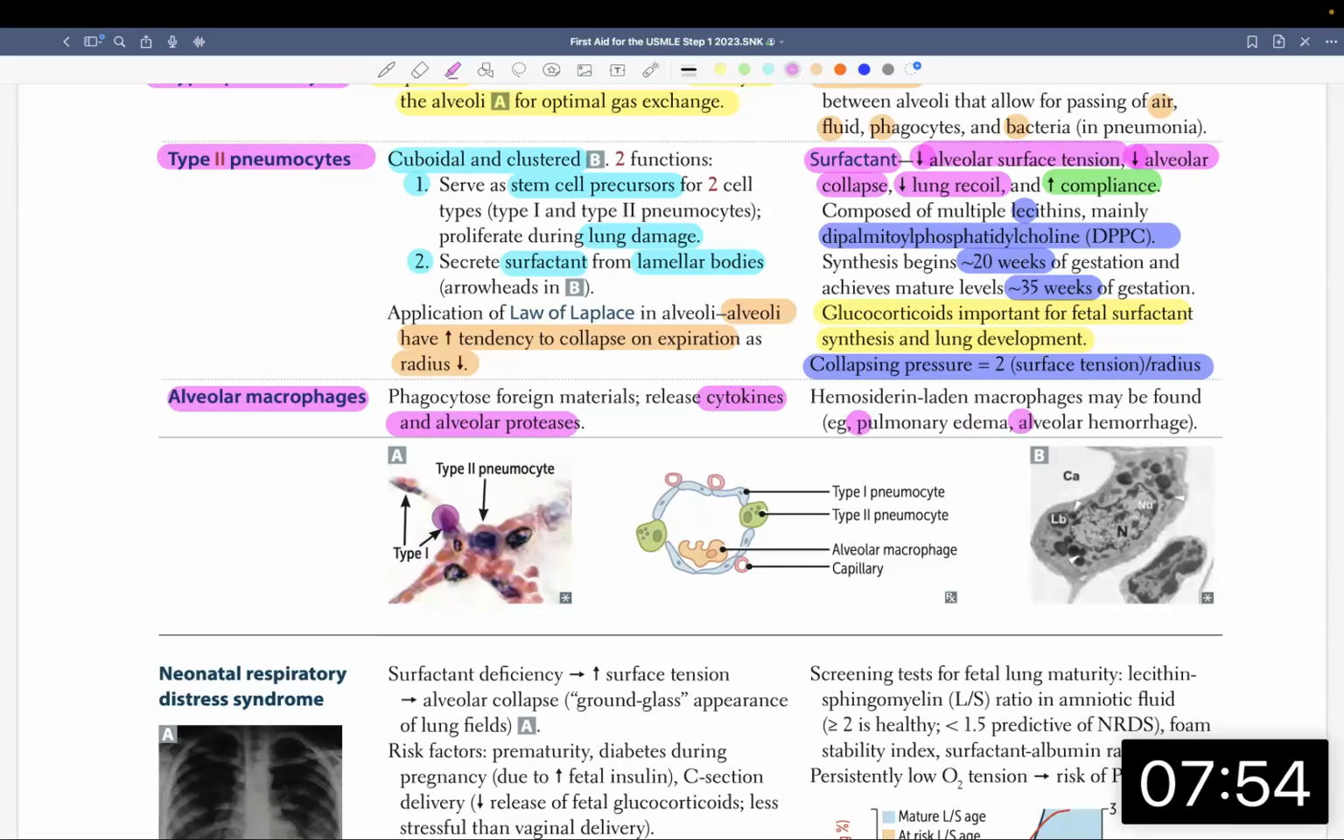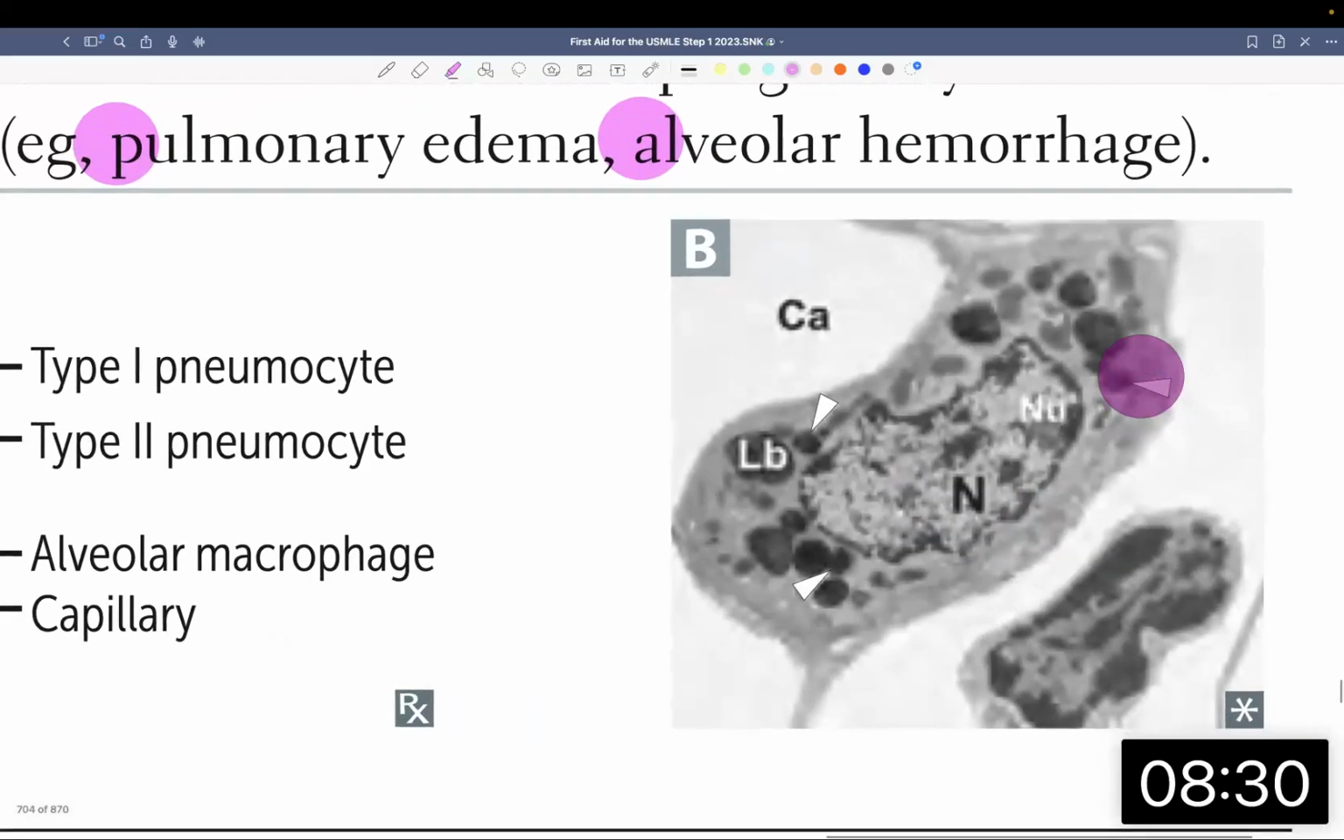So what are we seeing? Type 1 pneumocytes line the cavities, and type 2 pneumocytes are responsible for two things. One is being a stem cell for type 1 and type 2 and proliferating after lung damage. The second thing they do is secrete surfactant. Again, in the graphic representation, type 1 pneumocytes are the blue cells, which line the alveoli. Then we have the type 2 pneumocyte, which produces surfactant and is a stem cell precursor. Number 3 is the alveolar macrophages, responsible for phagocytosing foreign materials, and they also release cytokines and alveolar proteases. And then the capillaries. Here they're pointing towards the lamellar bodies, which contain the surfactant.